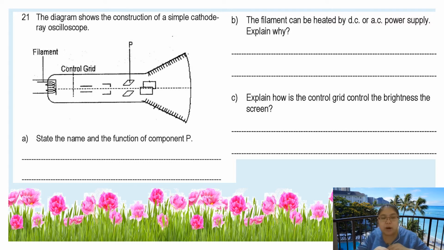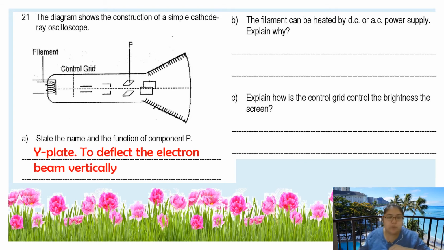After that, what do they form? They form the vertical beam. So this is the function of plate Y: to deflect the electron beam vertically.